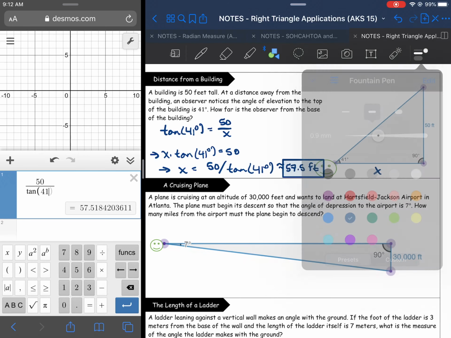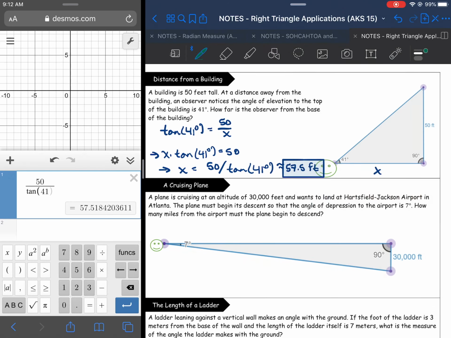In our second example, a plane is cruising at an altitude of 30,000 feet and wants to land at Hartsfield-Jackson Airport in Atlanta. The plane must begin its descent so that the angle of depression to the airport is 7 degrees. How many miles from the airport must the plane begin to descend?